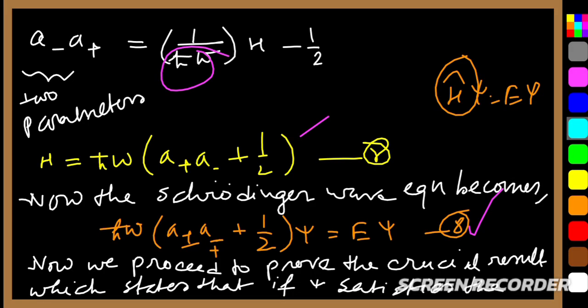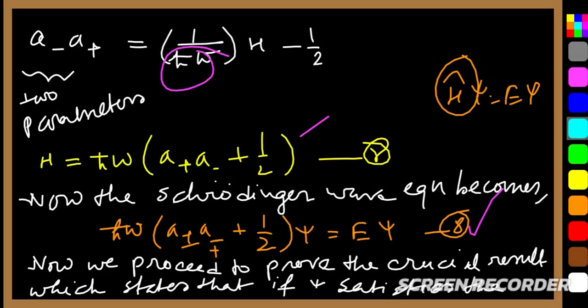Now a minus a plus equals 1 by h cut omega H minus half. So H equals h cut omega within the first bracket (a plus a minus plus half). That is the seventh equation. So now the Schrödinger wave equation becomes h cut omega within the first bracket (a plus a minus plus half) psi equal to E psi. That is the eighth equation.